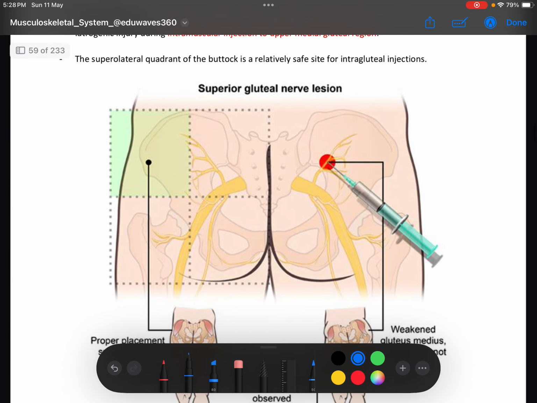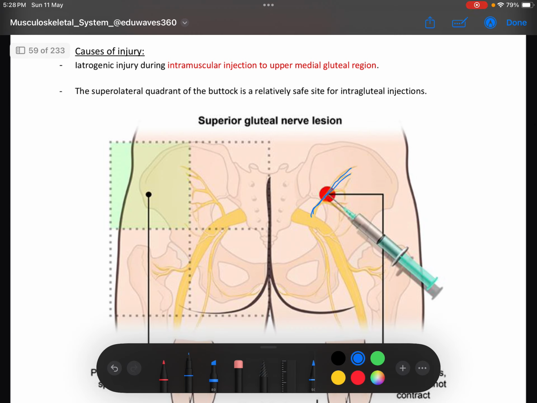If any person gives an injection close to the superior gluteal nerve, that nerve will get a lesion, and that person will get a problem with that pain, and it can lead to piriformis syndrome also. Okay, so that's why when we are giving an injection, we have to avoid these things. So always inject in the superior, meaning upper region, and lateral.